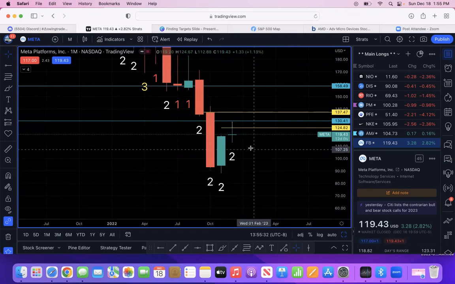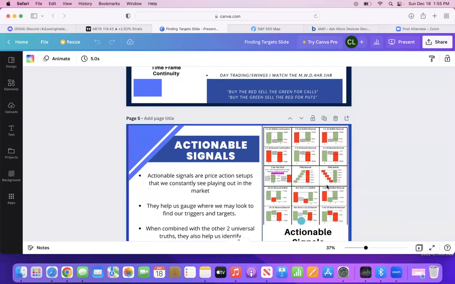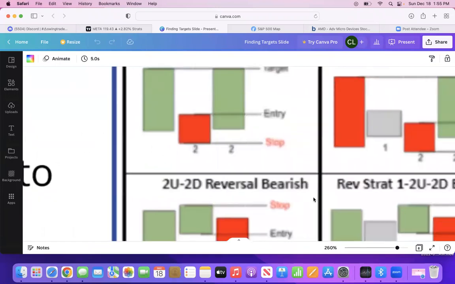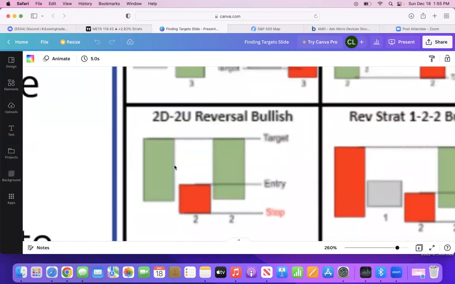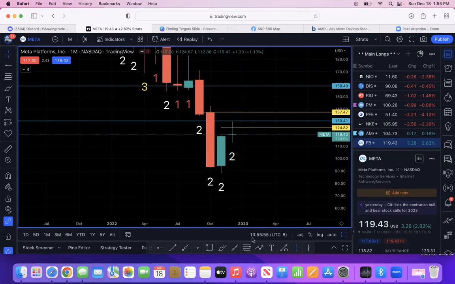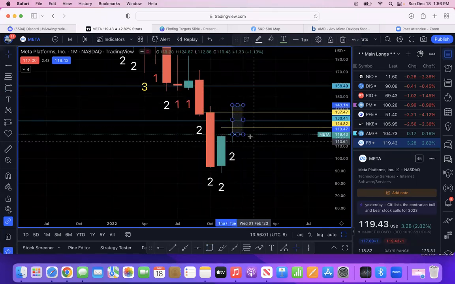Let's go back to actionable signals. The reason we're thinking that's going to happen is because we are looking at this actionable signal right here. It's kind of blurry, but look, 2 down, 2 up reversal right here. This is a 2 down, even though it's green. 2 down, 2 up reversal. So we are looking for price to do that right there.